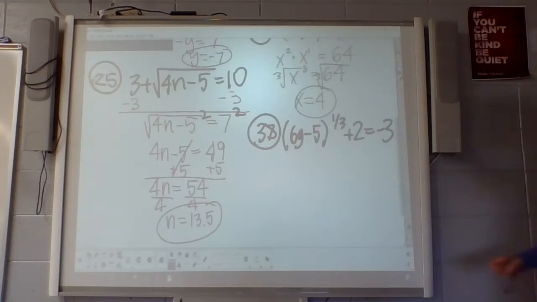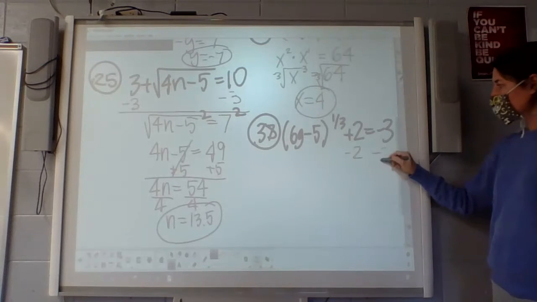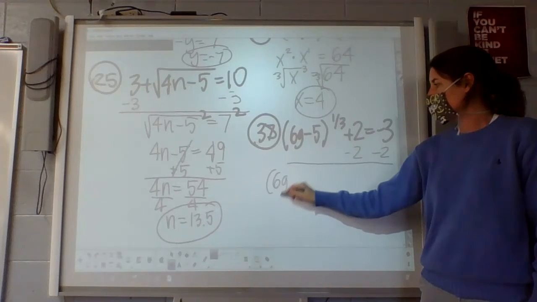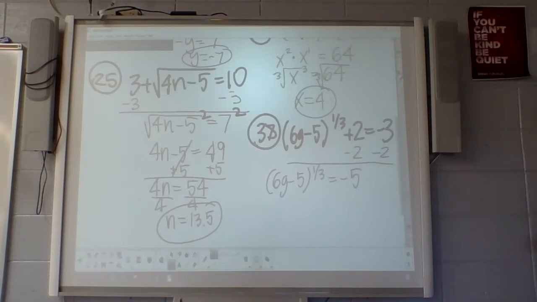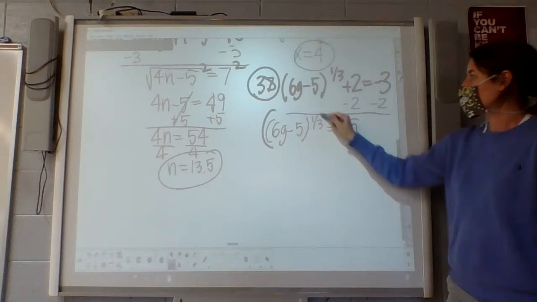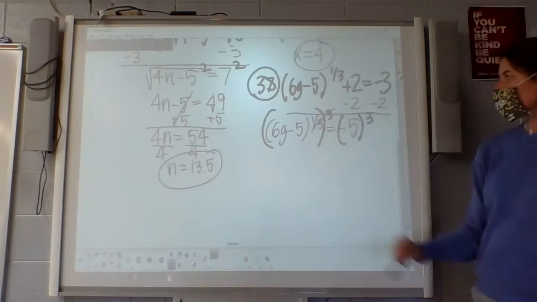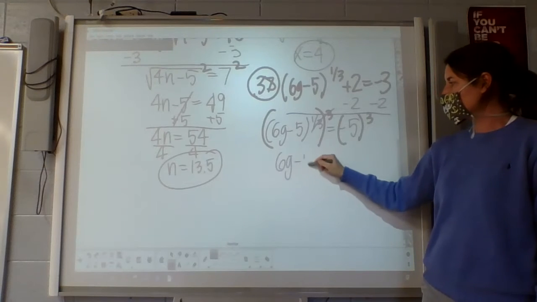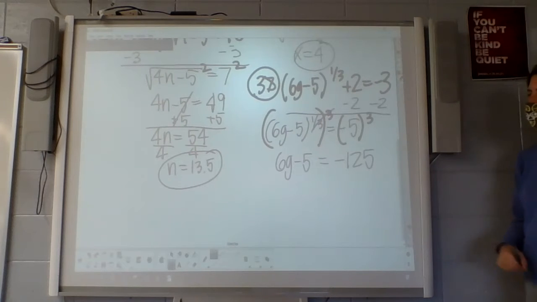So again, we're isolating what's being raised to the power. So this is 38. I'm going to move over this 2. So this is a negative 5. Now, in order to get rid of that 1/3 power, I'm going to raise each side to the 3rd power. So this goes away. So 6G minus 5 equals negative 5 to the 3rd power, which is a negative 125. Negative 5 times negative 5 times negative 5.